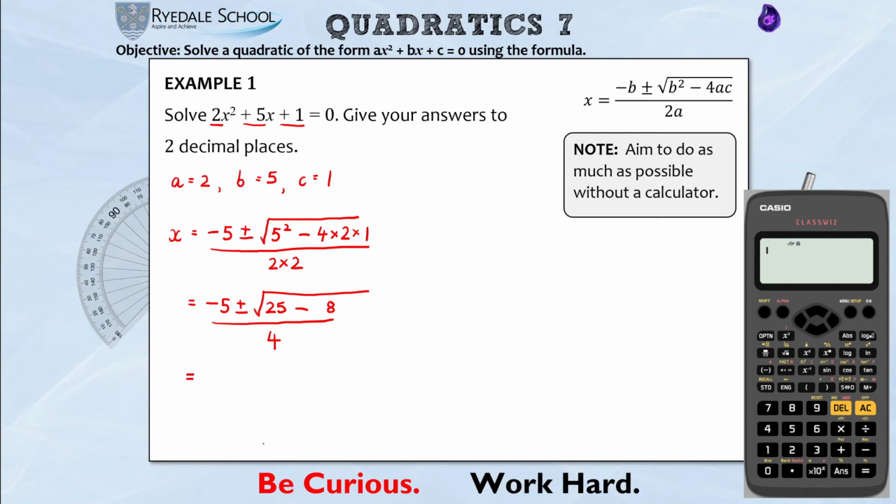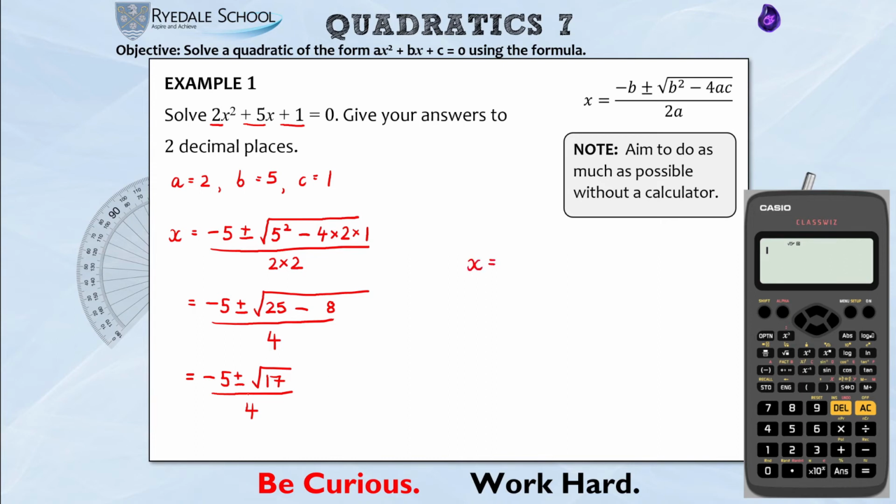I'm going to do one more step of tidying up, and that is for this square root. So I'm going to try and reduce this all the way down to a single number under the square root. And 25 take away 8 is 17. And then I have divide by 4. And it is this point where I'm going to start using my calculator.